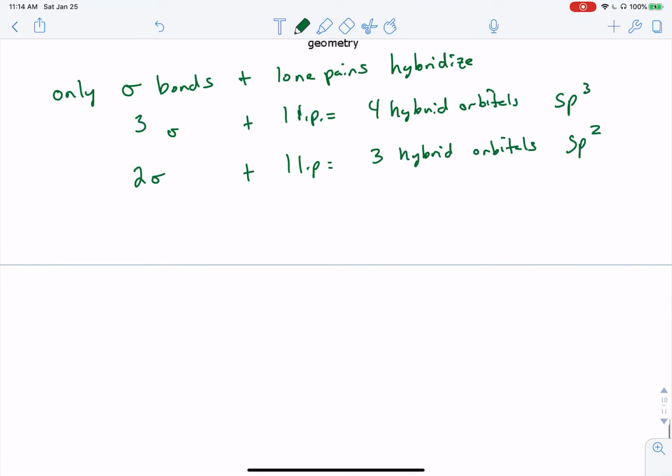Okay, questions about this? So what I want you to do from this is just say, okay, if I want to know my hybridization for an atom, I just look at how many sigma bonds and how many lone pairs I have, and that's my hybridization. That's what I want you to connect together.